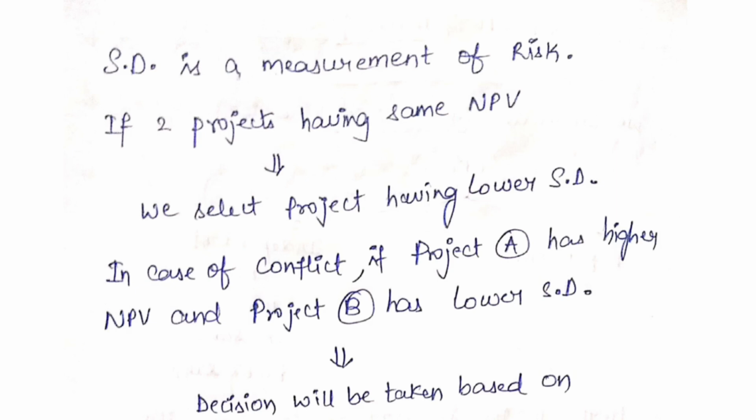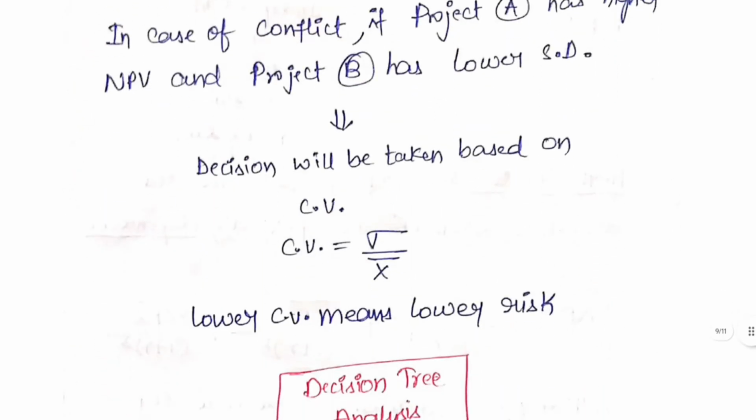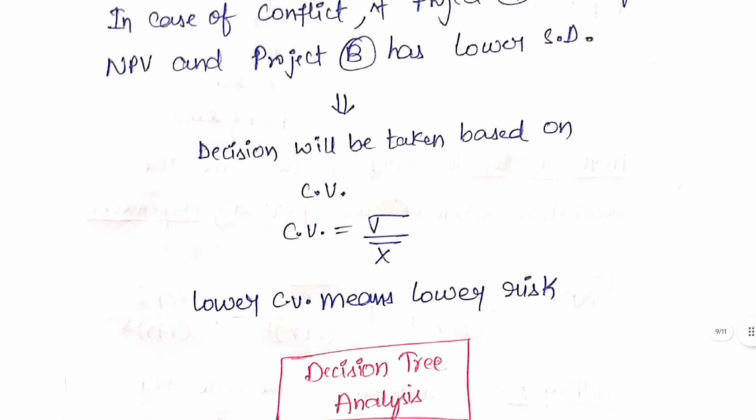Standard deviation is a measurement of risk. If two projects have the same NPV, we select the project having lower standard deviation. In case of conflict, if project A has higher NPV and project B has lower standard deviation, then the decision will be taken based on CV, coefficient of variation. CV equals sigma divided by x bar. Lower CV means lower risk.